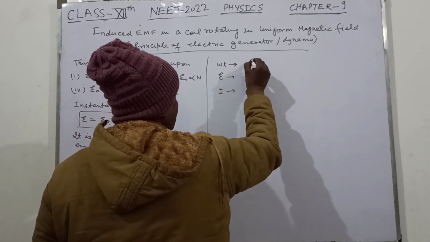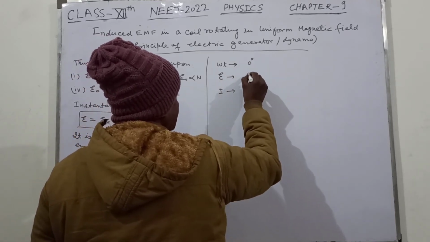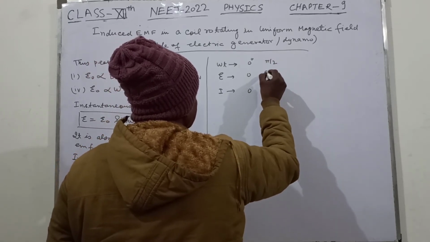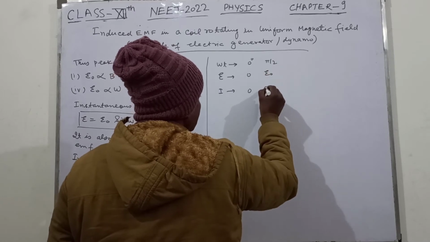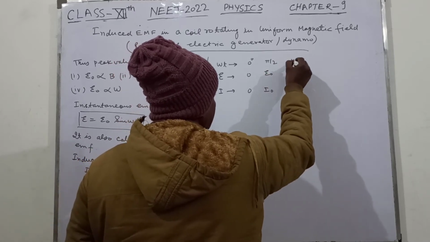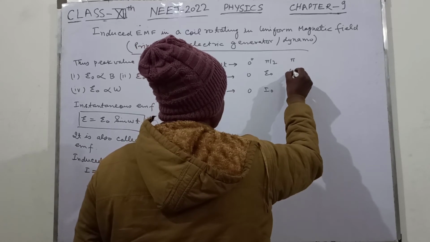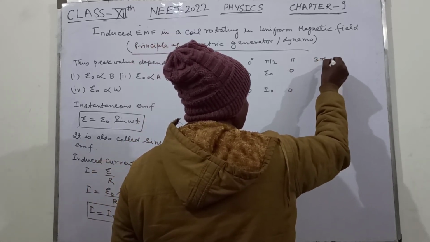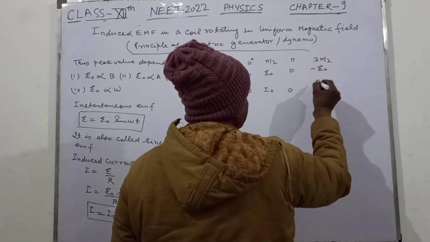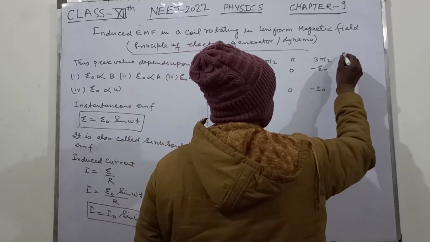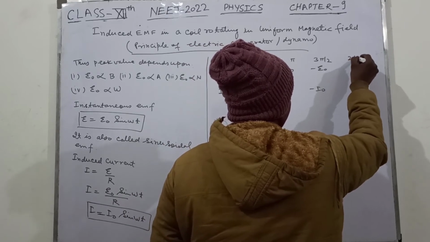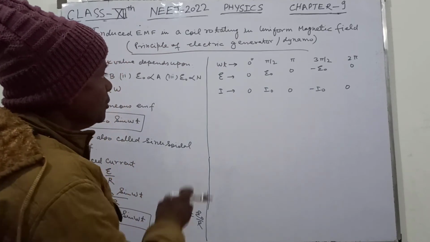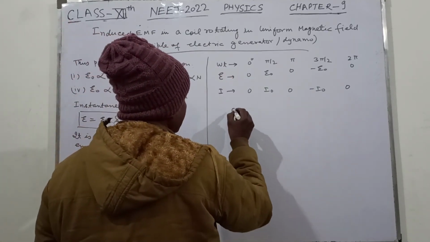Suppose this is 0 degree, then E is 0 and I is 0. When this is pi by 2, then this is equal to E naught and this is your I naught. When this is pi, then both are 0, and when this is 3 pi by 2, then this is minus E naught and this is minus I naught. When this is 2 pi, then it is again 0 and 0. So depending on this value of omega t, we can draw the curve.